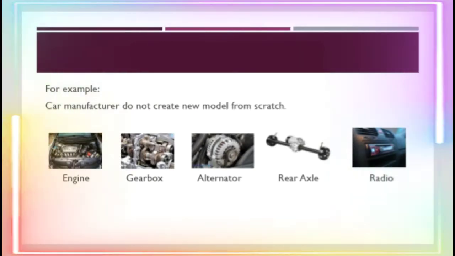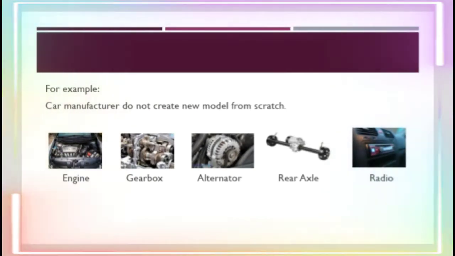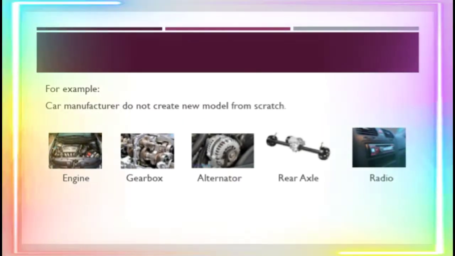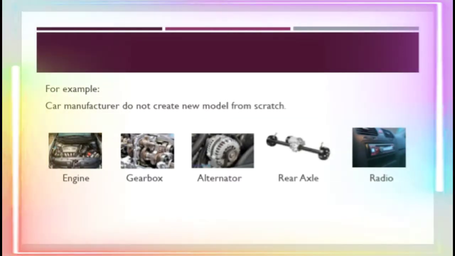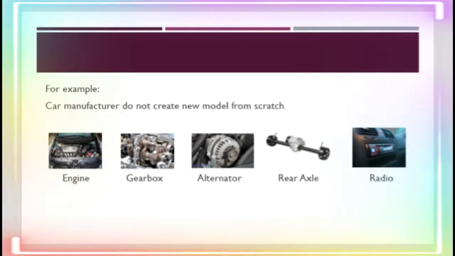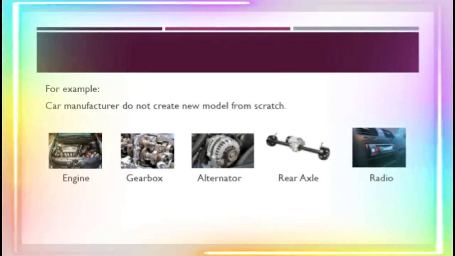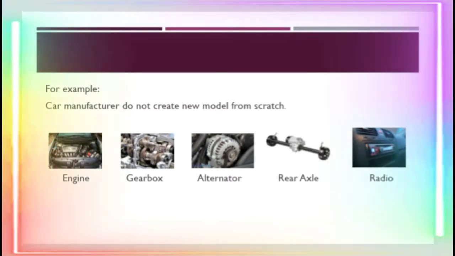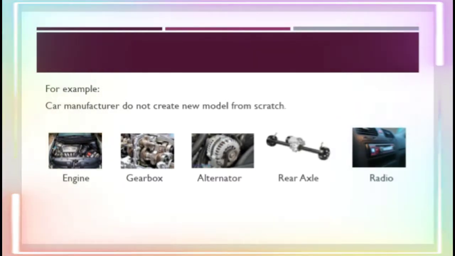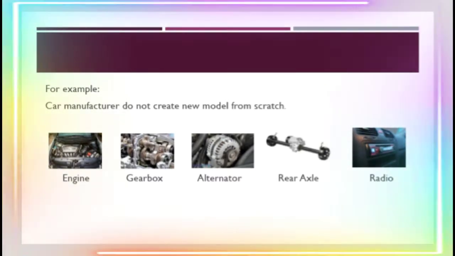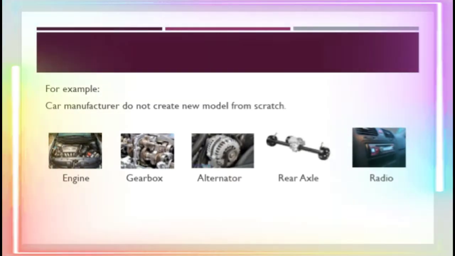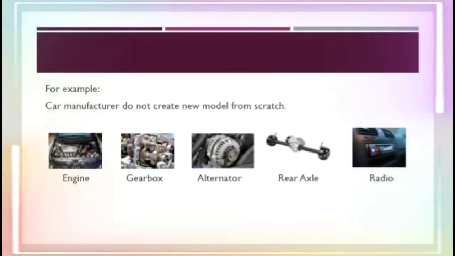methods. For example, a car manufacturer does not create a new model from scratch. New models are actually built from standard components that also go into other models. Let's say, for example, each model of car produced by a particular manufacturer may use the same type of engine, gearbox, alternator, rear axle, radio, and so on. Some of the car's components will be industry standard products that are used by other manufacturers. Such things as wheels, tires, spark plugs, and headlights fall into this category.